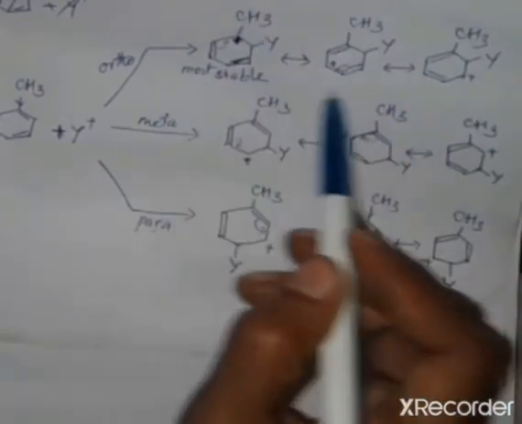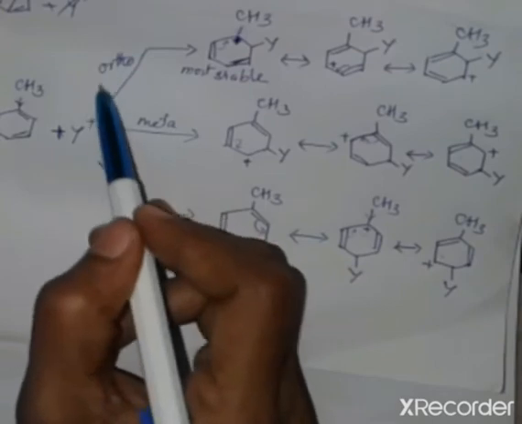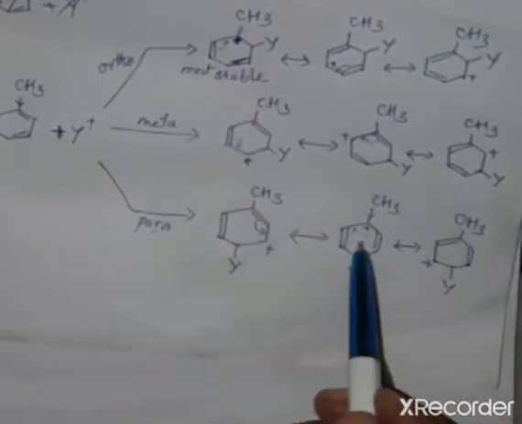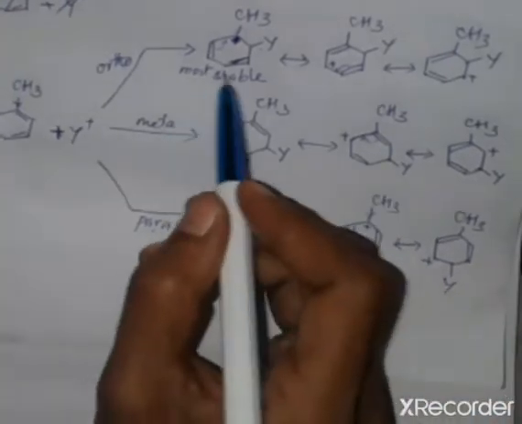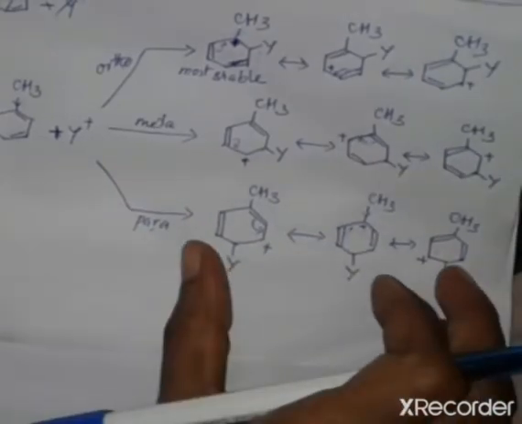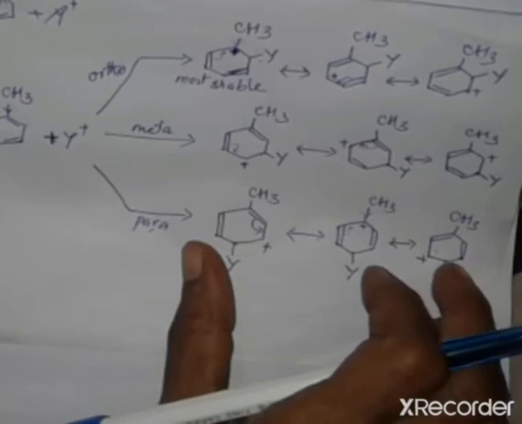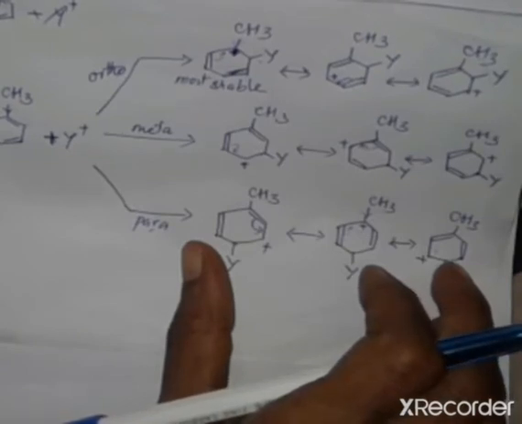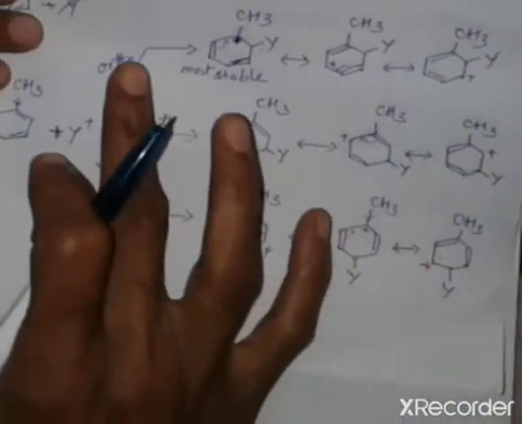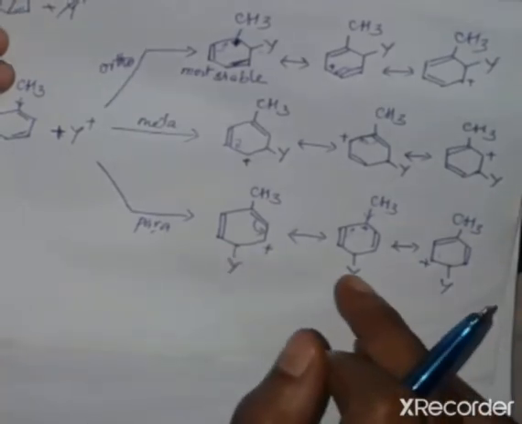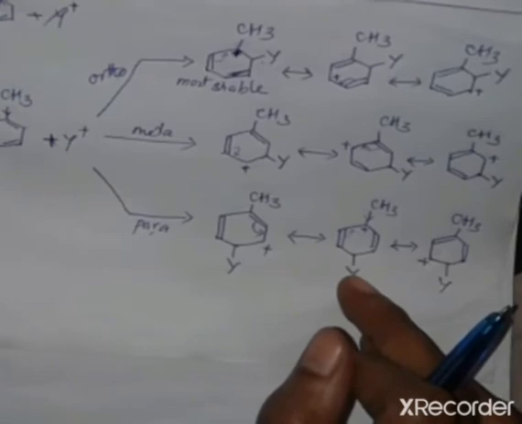So in these two cases, when Y attacks at the ortho and para positions, there is a decrease in the positive charge density of the carbocation, and this stabilizes the carbocation. That is, the carbocations obtained by ortho attack and para attack are stabilized compared to that obtained by meta attack. So we can get the ortho and para substituted benzene derivatives as the major product. Okay.